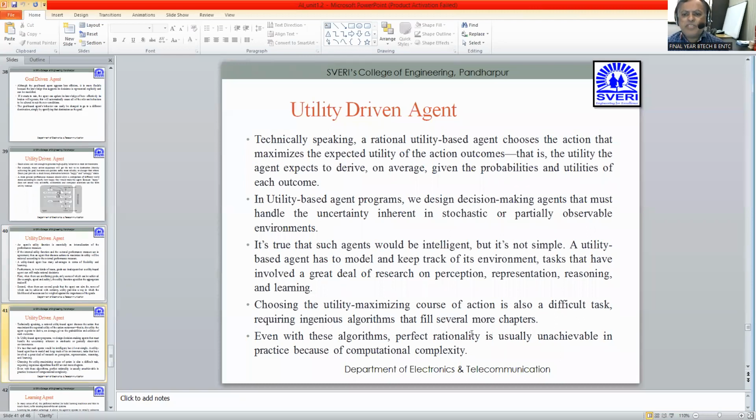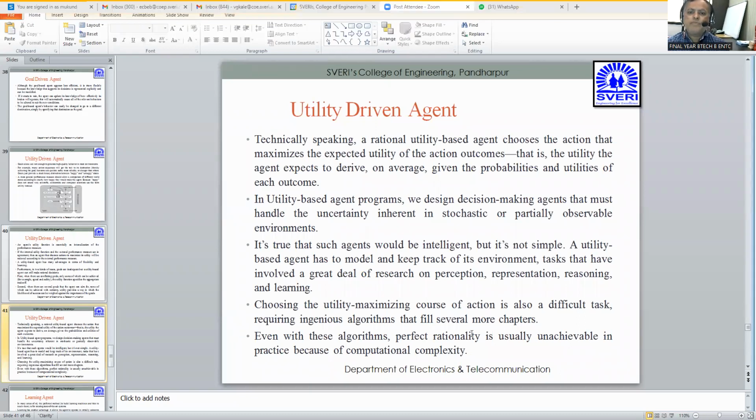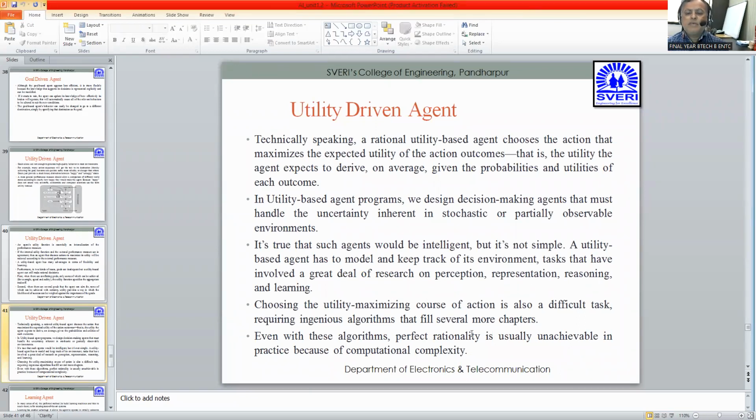Technically speaking, a rational utility based agent chooses the action that maximizes the expected utility of the action's outcome. That is, the utility agent expects to derive on average, given the probability and utilities of each outcome. Obviously, whether it will reach the destination, how far the destination is, what the probability is, how it will be derived, and then accordingly the utilities of each outcome are studied, and the decision is taken.